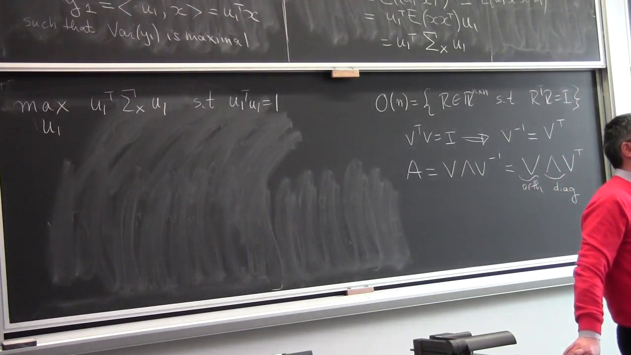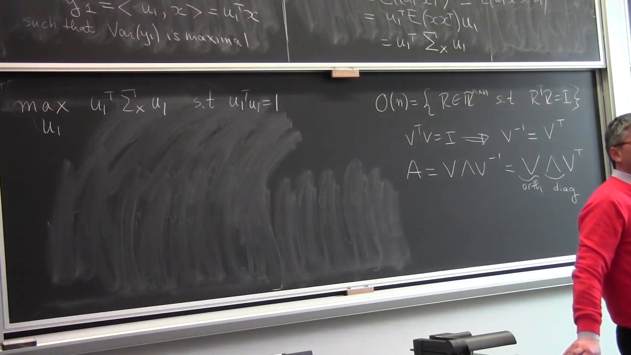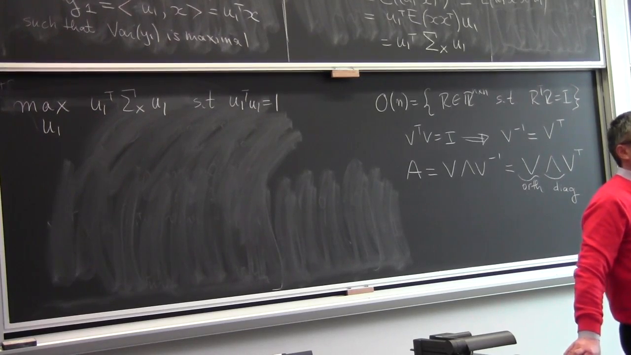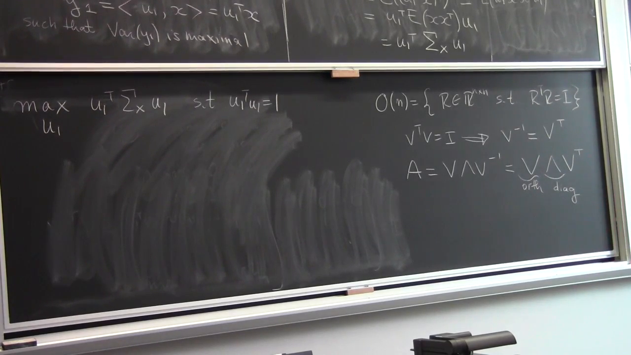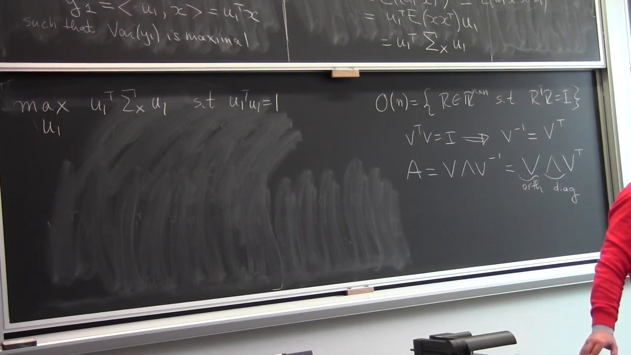You don't? Any of you know what the solution to this problem is? Huh? The eigenvectors. So this means that there are many solutions. All of the eigenvectors are solutions. Okay, not too bad.